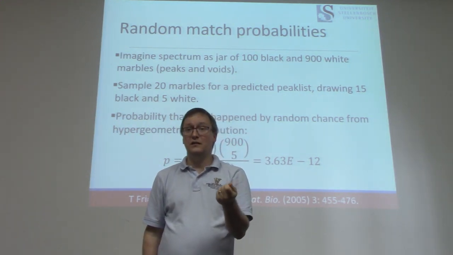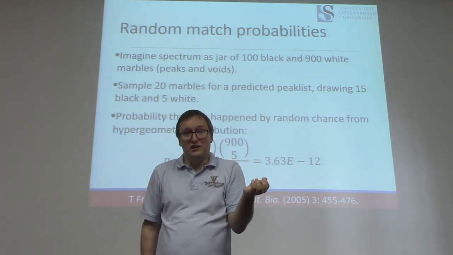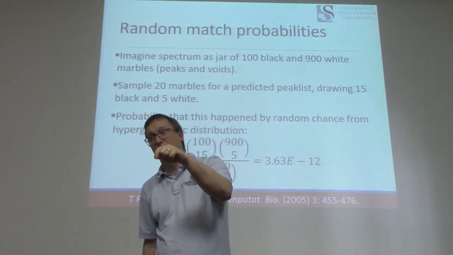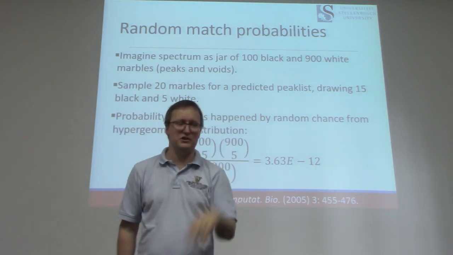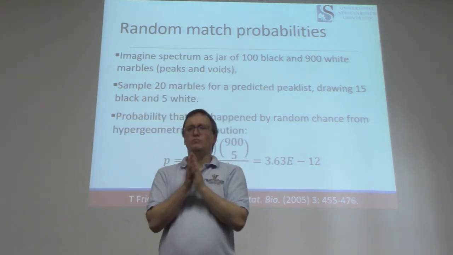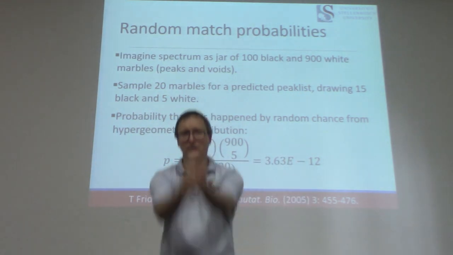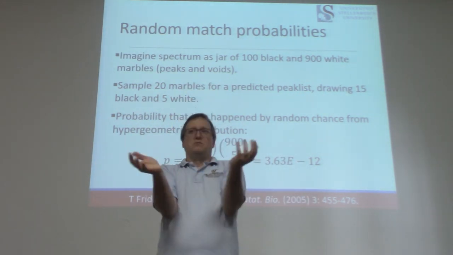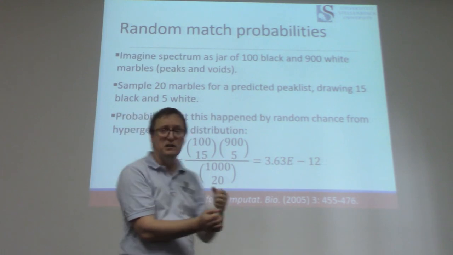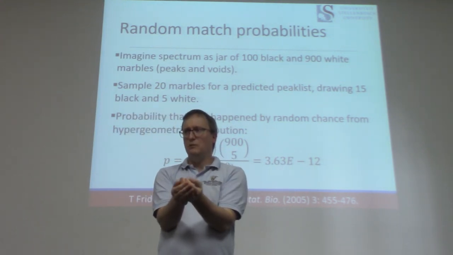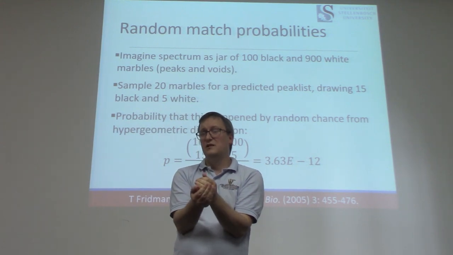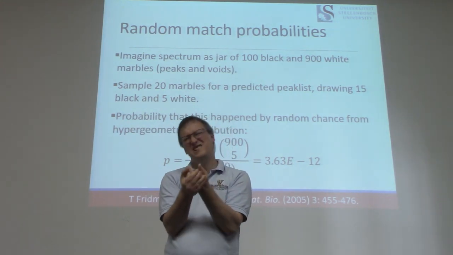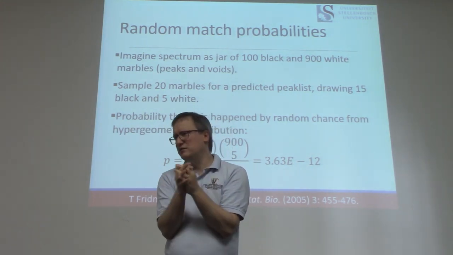1 in 10. Or you could do an odds ratio on it. You could say that I've got a probability of 1 out of 10 versus 9 out of 10. That's a 9-fold odds ratio, whatever. You could do stuff like that. Okay, if I draw a bunch of marbles, in this case, 20 marbles from that jar, I would expect about a tenth of them to be black marbles. So having drawn 20, I would expect 2 to be black marbles.